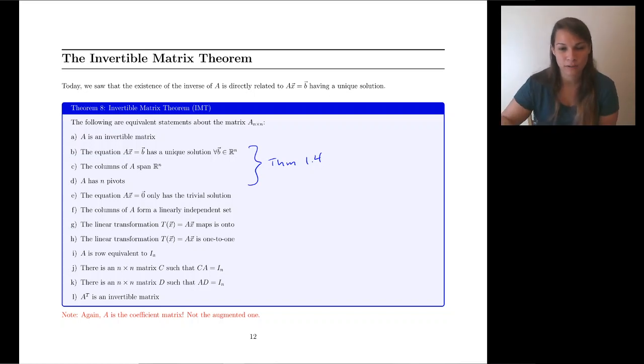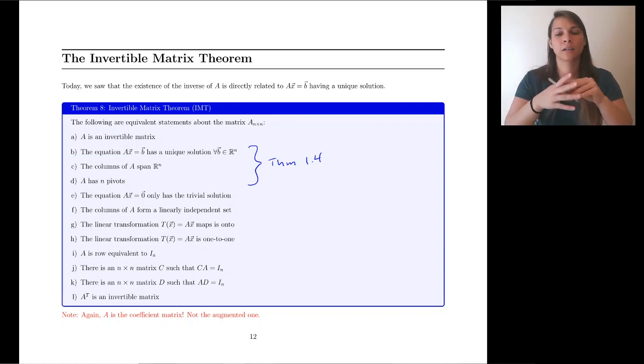We have it's row equivalent to the identity matrix, which we have from a theorem earlier today. That was, again, I think still theorem 7. And then you also have matrices C and D so that you can multiply them on the left and right of A and get the identity matrix. And you also have that A transpose is an invertible matrix as well. Oh, we haven't necessarily proved all of these. We've proved a lot of them.